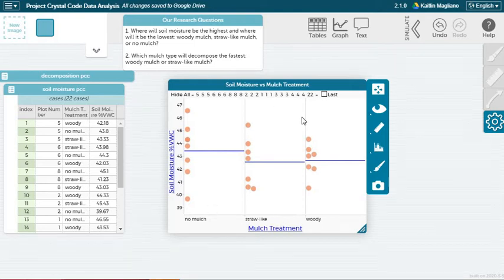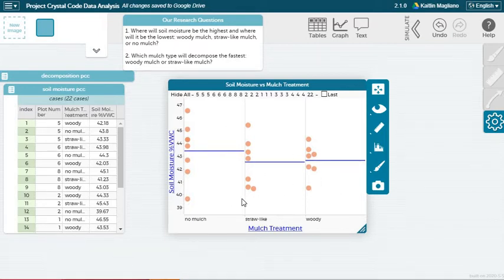So here we have the graph that we created earlier of soil moisture. We have points for each measurement and a line that represents the mean. The mean for one treatment is definitely higher than the other two, so we think that overall soil moisture was highest in that treatment. But as you can also see, there's lots of data points high and low in both mulch types and plenty of overlap.